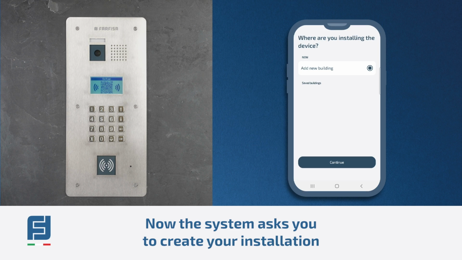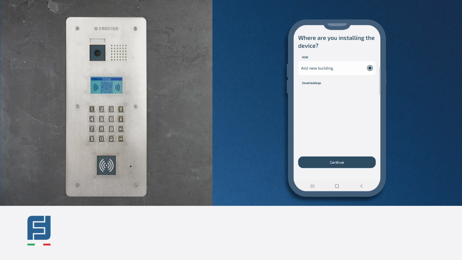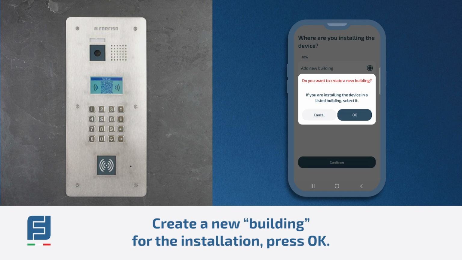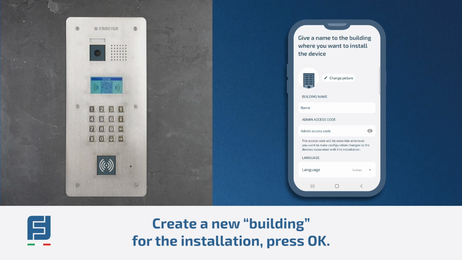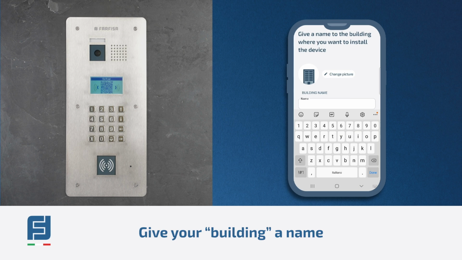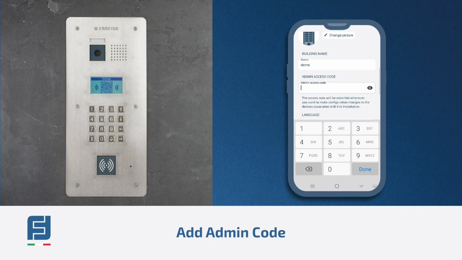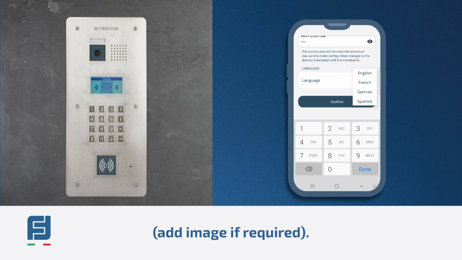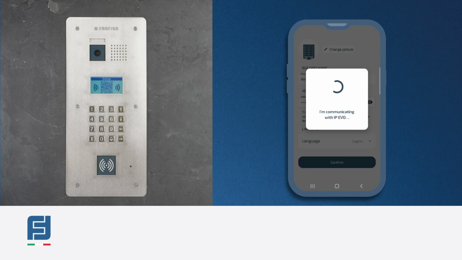Now the system asks you to create your installation. Press Continue. Create a new building for the installation. Press OK. Give your building a name. Add admin code and select language. Add image if required. Click Confirm.